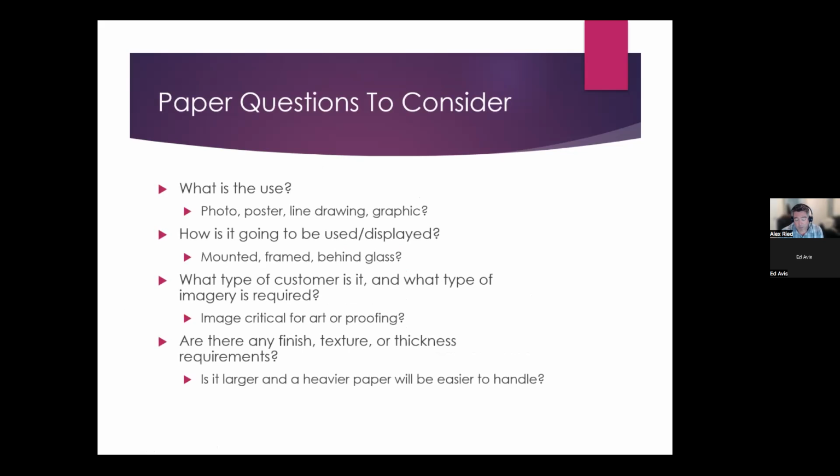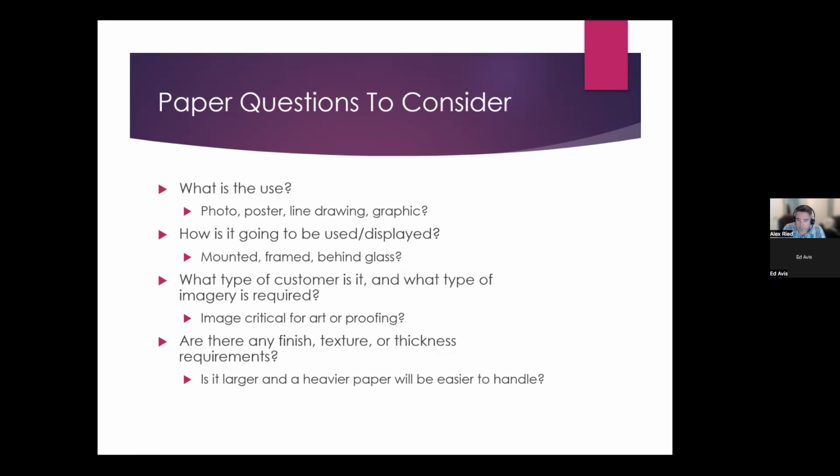Questions to consider. And this is important. This is something that I think we'll see as a common theme when we look at all these different substrates over the course of this chat: some of the questions, most specifically, of where's it going to go? How's it going to be displayed? How long does it need to last?